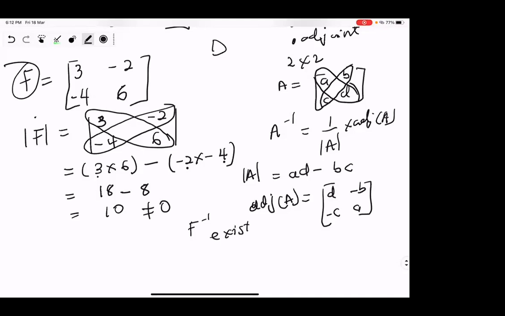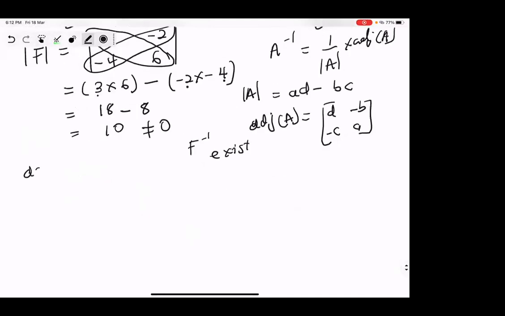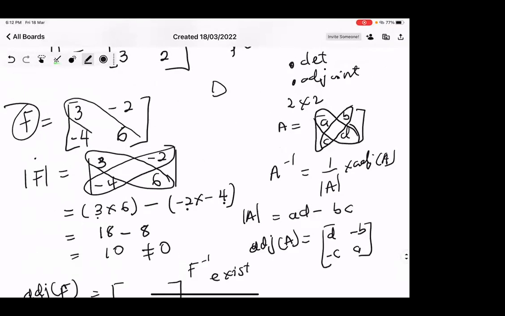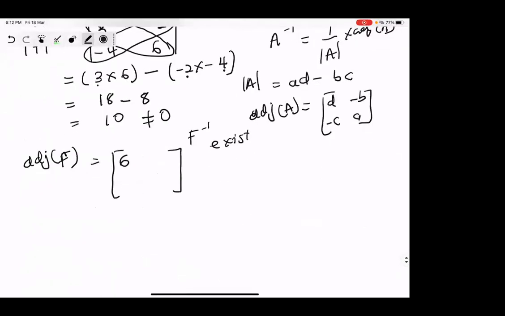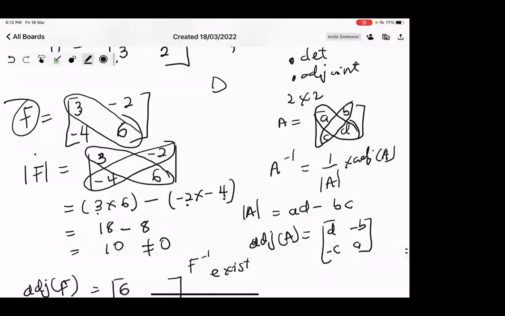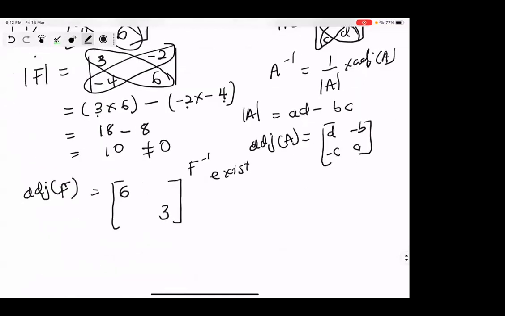So if it exists, we find the adjoint of matrix F. And the adjoint for 2 by 2, we said we swap the positions of members on the leading diagonal. And so instead of 3, 6, in the adjoint form, we're going to have 6, 3. Then we negate the other component. Right, so we negate this and then negate that. But this is already negative. So negative on negative now becomes positive. So instead of negative 2, we'll have positive 2.